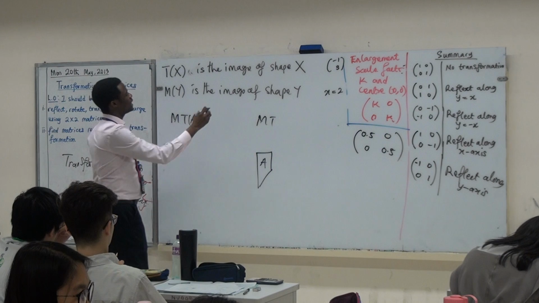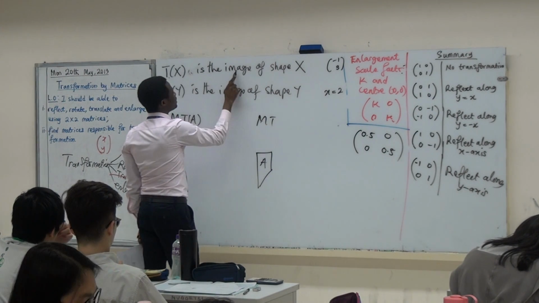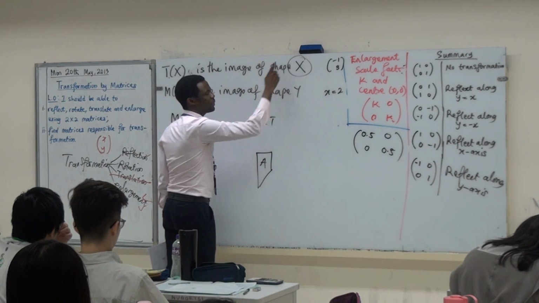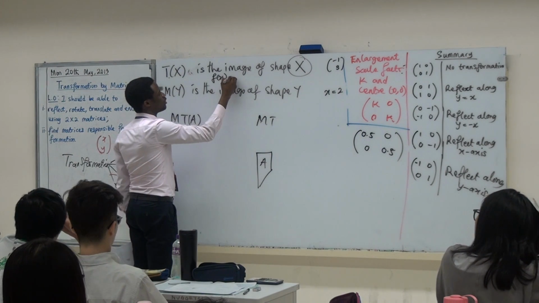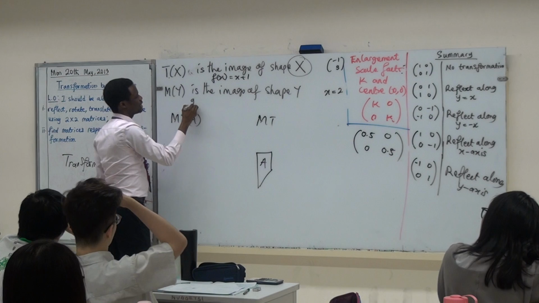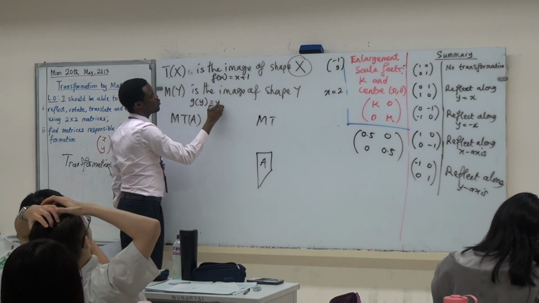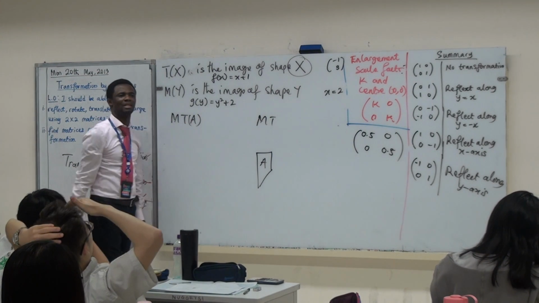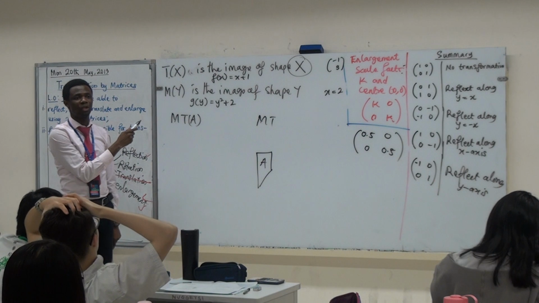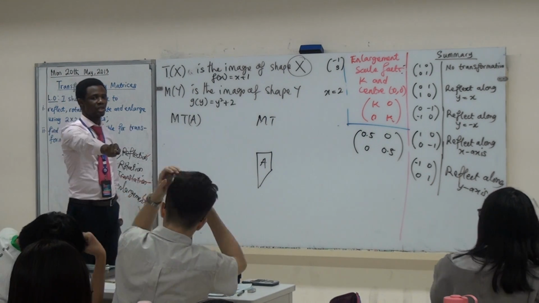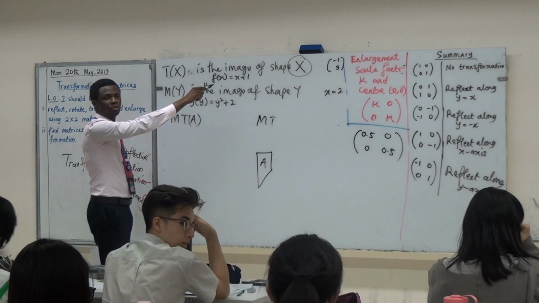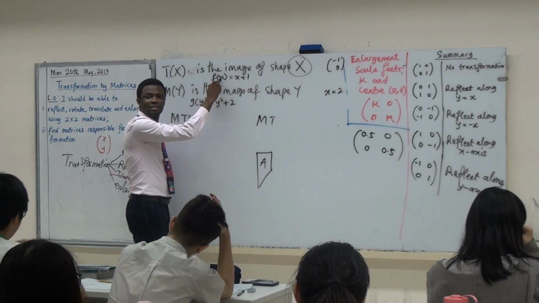What they are telling you is TX is the image of any shape X. It's like telling you f of x equals x plus 1 and g of y equals y squared plus 2, something like that. That's what I'm just giving you. Does this make sense? Sit, please. So x could be anything.